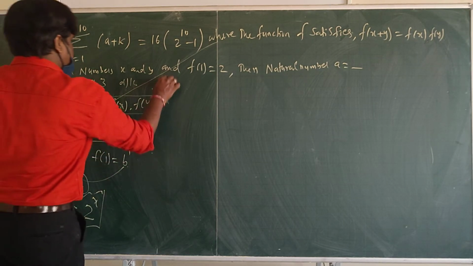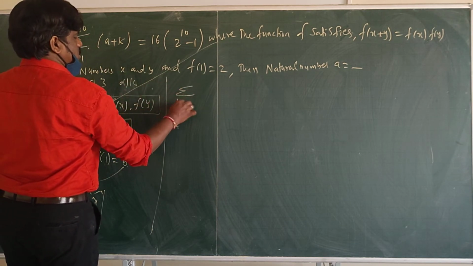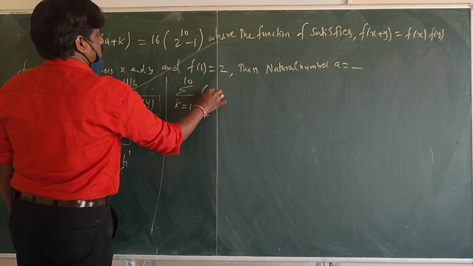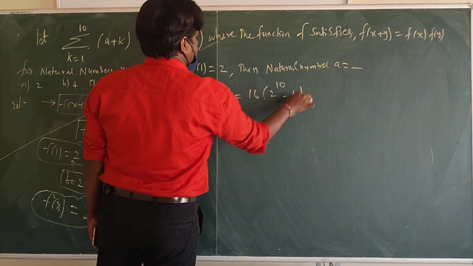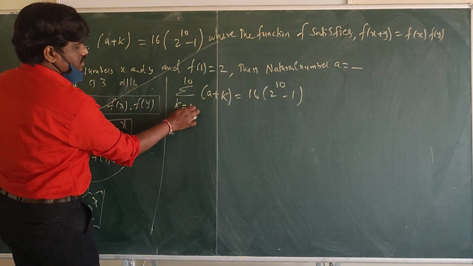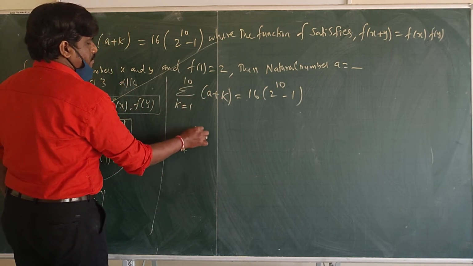Okay, therefore what is he asking to find here? This value: sigma k is equal to 1 to 10, f of a plus k is equal to 16 into 2 to the power of 10 minus 1. So you have to apply sigma for this. Substitute 1 here. What do I get here? a plus 1.